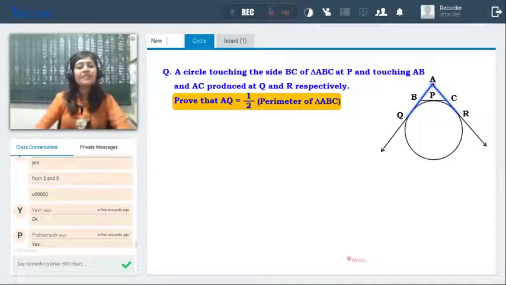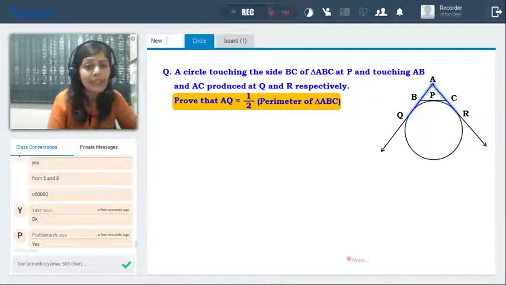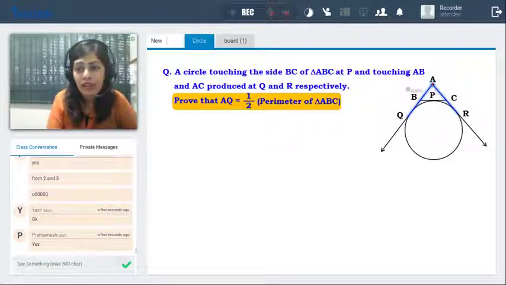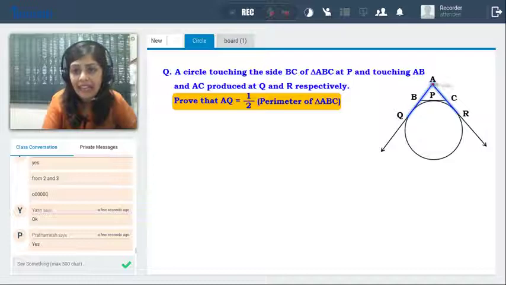This sum is very similar to the previous sum. Now, why do I say that? You will understand. Let's quickly read the sum. What do we have? A circle touching side BC of a triangle ABC. Now, where is it touching this triangle? At point P. And AB and AC are produced at Q and R.